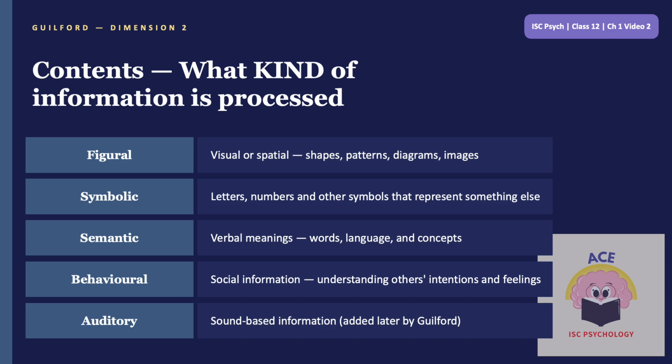Contents refers to the type of material or information being processed. Guilford identified 5 content types: figural, visual or spatial information, shapes, patterns, diagrams, or images; symbolic, letters, numbers, or other symbols that represent something else; semantic, verbal meanings, meaning words, language, and concepts; behavioral, information about people and their behavior, so basically social information, understanding others' intentions and feelings; and lastly, auditory, sound-based information, which is a content type Guilford added later.